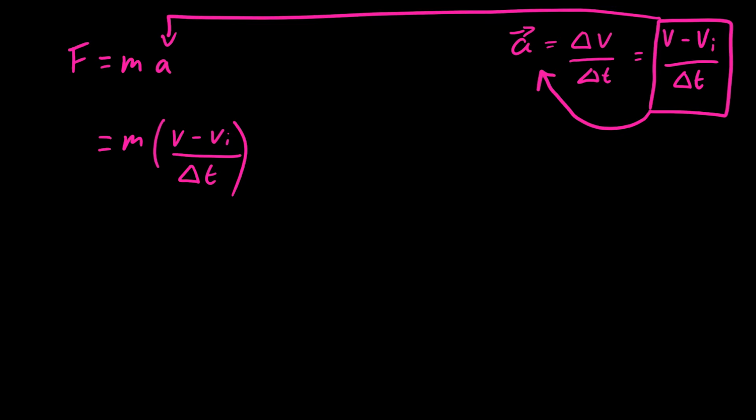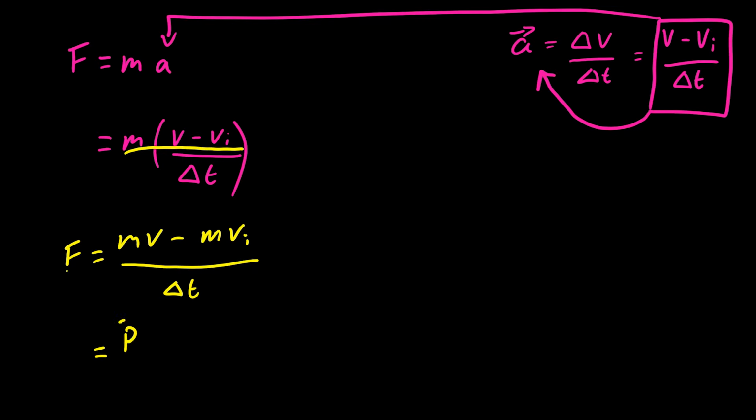Now you may be able to notice something here. It's pretty straightforward. We can convert our top line here into momentum. And so doing so gives us force is equal to mass times velocity, take mass times velocity initial, all over change in time. So in this situation, we're able to convert our mass and velocities into momentum. So effectively what we have is momentum, take momentum initial, over change in time is equal to force.